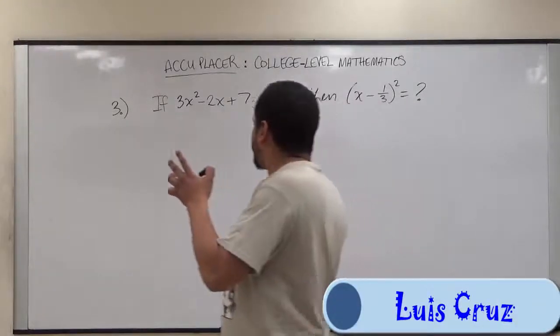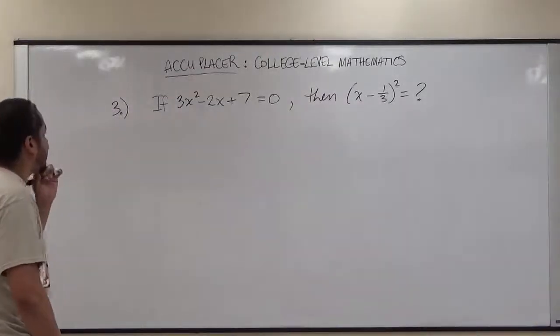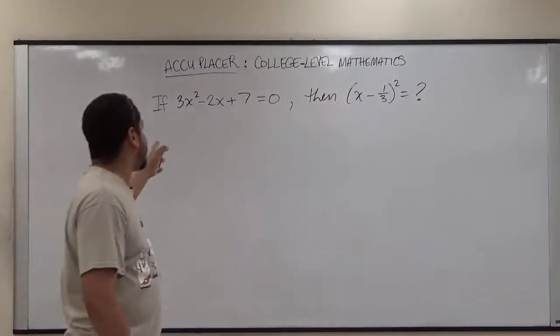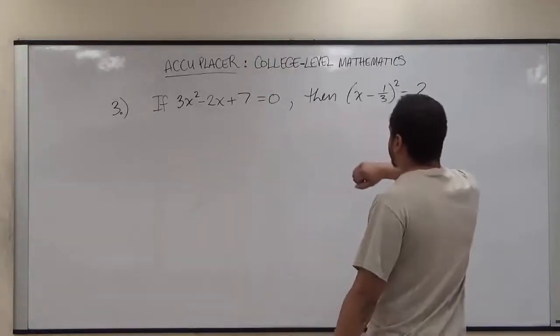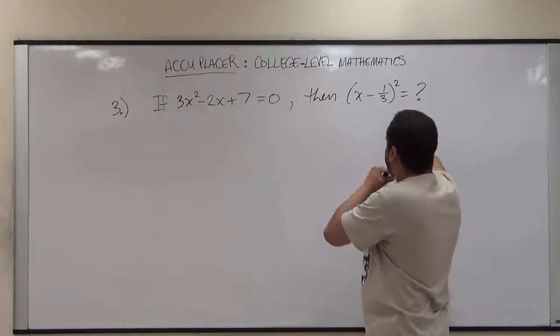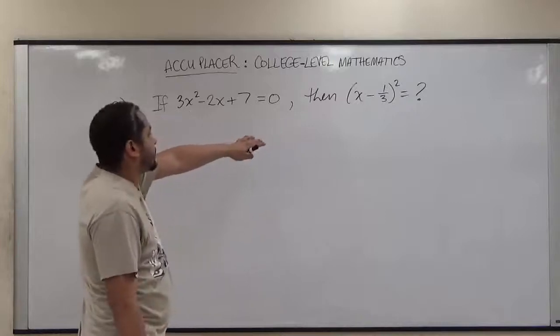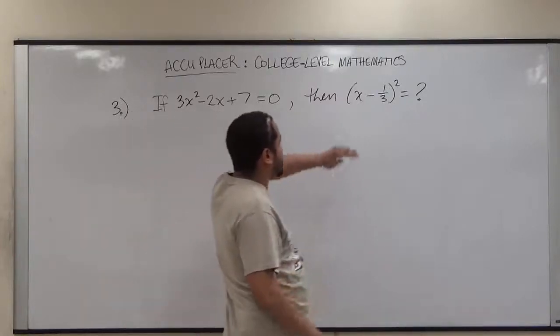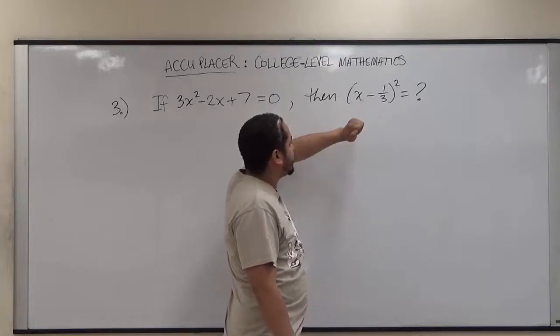In today's example, we're going to be doing problem number 3 in the Accuplacer of college level mathematics. Question 3 says if 3x squared minus 2x plus 7 is equivalent to 0, then (x minus 1/3) squared is equivalent to what value? Now here we see that the solution system is a very particular one. In fact, this is the result of completing the square.